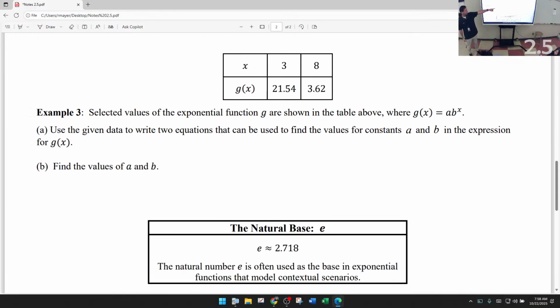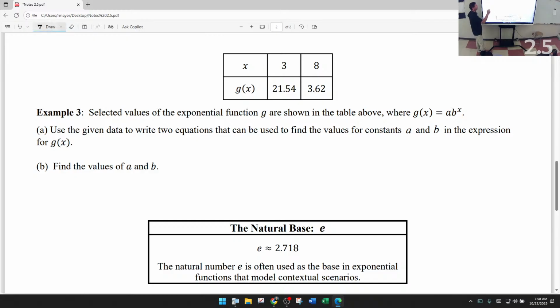Selected values of an exponential function are shown in the table above, where g of x equals a times b to the x. Use the given data to write 2 equations that can be modeled to find that. They're giving you a hint again. They're prepping you. They don't care what the equation is. Everybody can do the equation. I want to make sure you can write the equations that you need to find it.